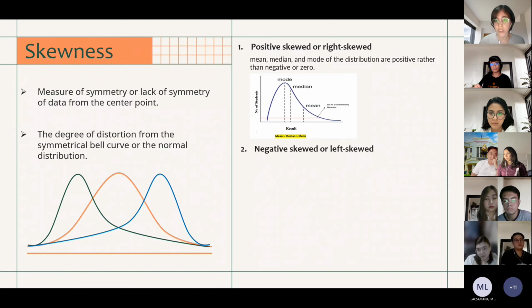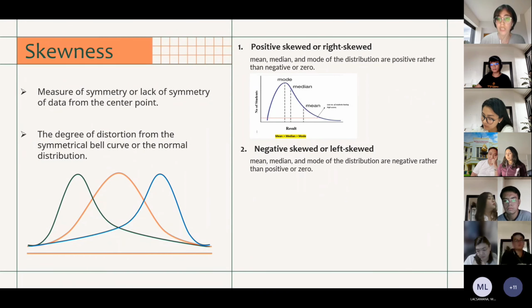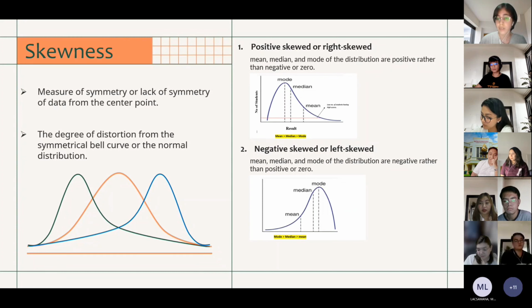Then we have another skewness, which is yung negative skewed or left skewed. Kabaliktaran naman siya nung nauna. Mean, median, and mode of the distribution are negative rather than positive or zero. So like what I said, kabaliktaran siya. Instead naman ng kanina, ang ating curve is morely nasa kanan or nasa right. Then hinahatak lang siya nung ibang outliers or nung ibang dataset mo papunta doon sa left.